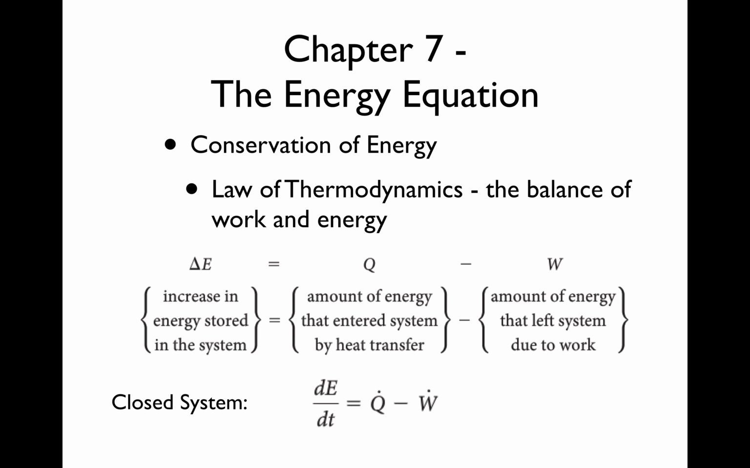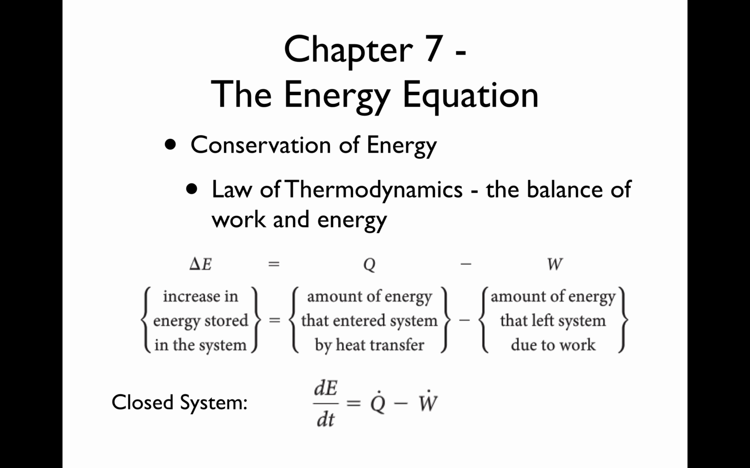So we went through this nasty equation, but basically I want to show you that for a closed system, the change in energy per unit time is equal to what's called Q dot minus W dot. If you look at the conservation of energy, the first law of thermodynamics, you can see that it's a balance of work and energy. The change in energy is an increase in the energy stored in the system, and that has to equal the amount of energy that entered the system by heat transfer minus the amount of work done by the system.